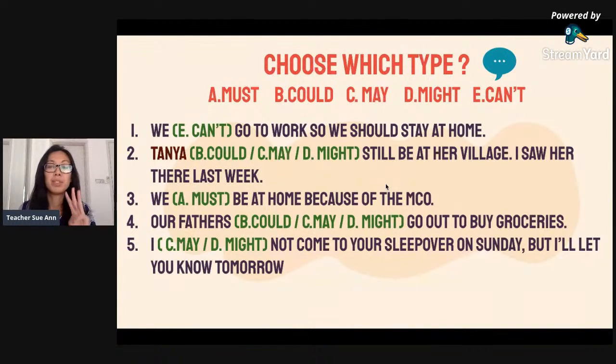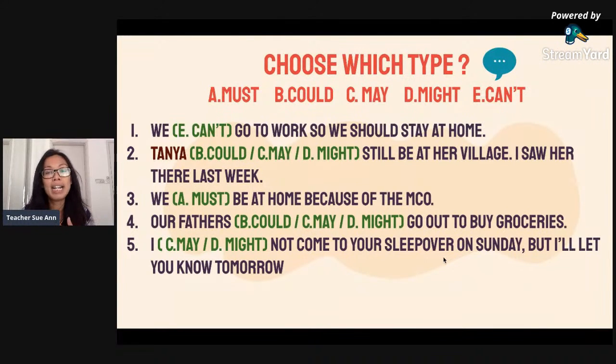Okay. Number 3, we must be at home because of the MCO. So 100% you must be at home because of the MCO. Because now you cannot go out, right? So must. Number 4, our fathers could, may, or might go out to buy groceries. So only the head of household, right? They can go buy stuff. So could, may, or might. This one is half in between, not confirmed all the time.